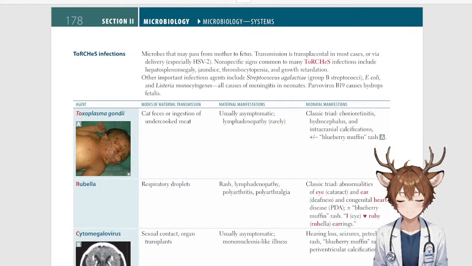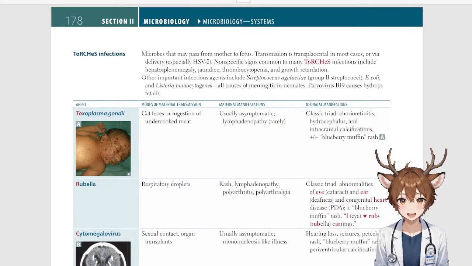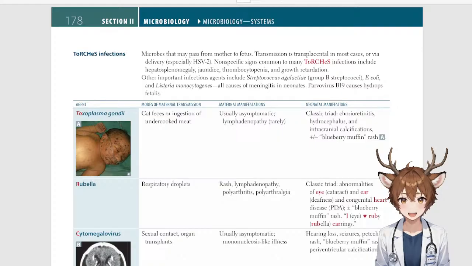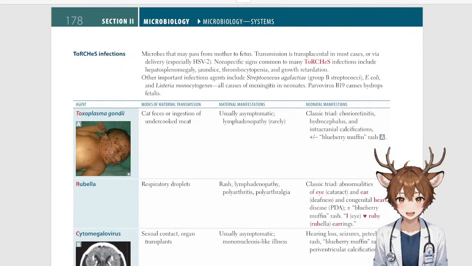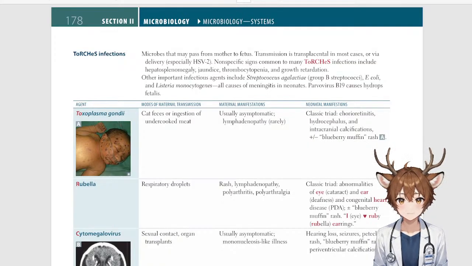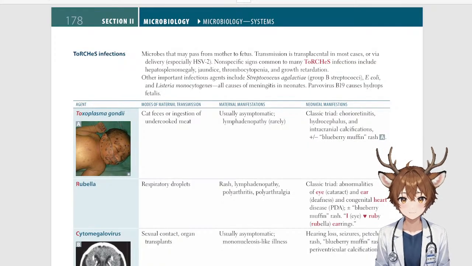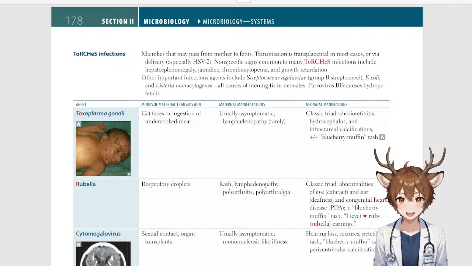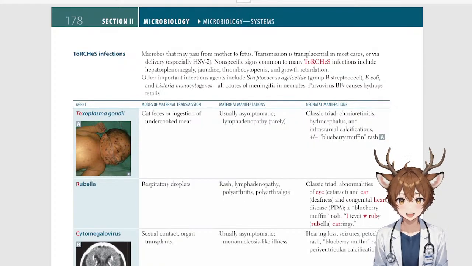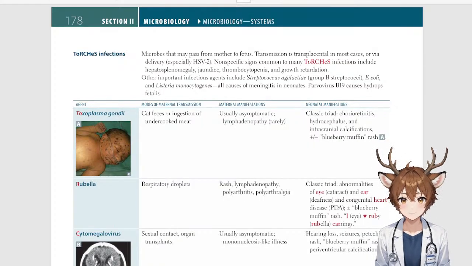TORCH infections: microbes that may pass from the mother to the fetus. Transmission is transplacental in most cases, or via vaginal delivery, especially HSV-2. Non-specific signs commonly linked to many TORCH infections include hepatosplenomegaly, jaundice, thrombocytopenia, and growth restriction. Other important infectious agents include Streptococcus agalactiae, i.e. group B streptococci, E. coli, and Listeria monocytogenes. All are causes of meningitis in neonates.